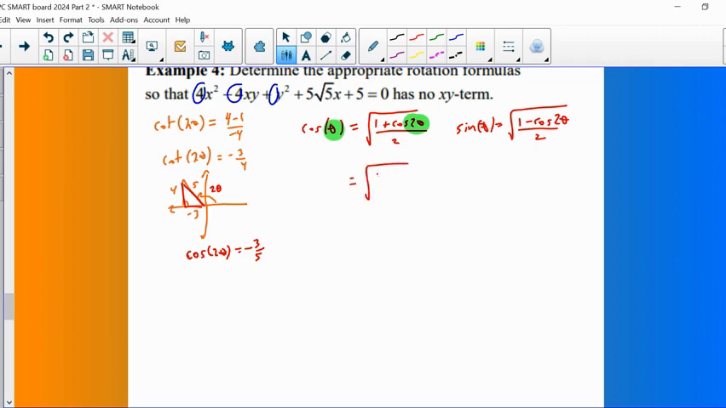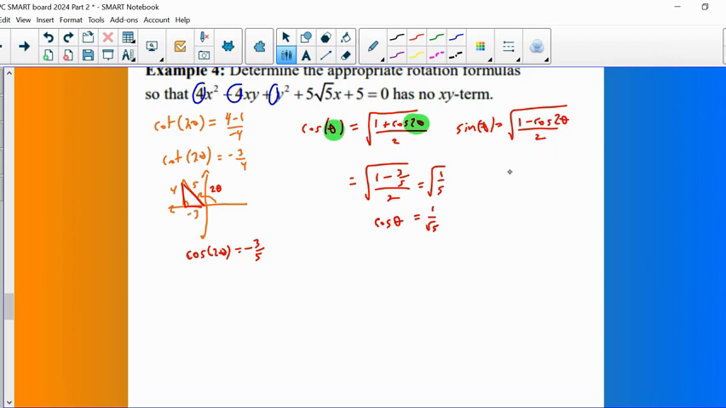So we get the square root of 1 minus 3/5 because it's plus that negative, over 2. Well, 1 minus 3/5 is 2/5. Divided by 2 is the square root of 1/5. That's a perfect square in the top. So that is 1 over root 5. So cosine theta is 1 over root 5.